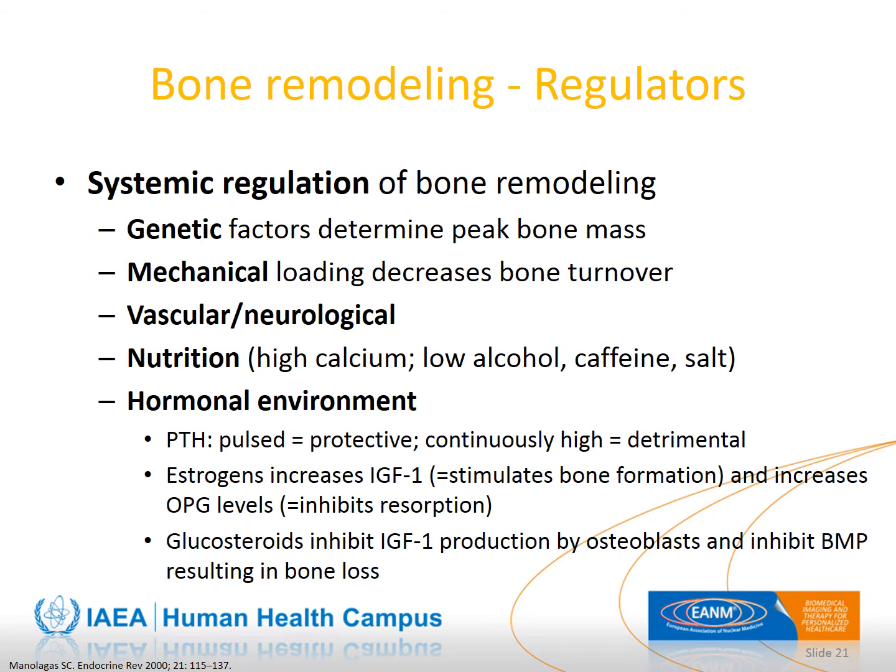Next to local signaling, systemic regulation also drives bone remodeling. Indeed, genetic, mechanical, vascular, neurological and nutritional factors are important. Interestingly, the hormonal environment can have differential effects. For example, when PTH is pulsed, it is protective and will promote bone formation. However, when PTH is continuously high, it promotes bone resorption and is thus detrimental. Another example are the opposing effects of estrogen, which protects bone, and that of glucosteroids, which, by inhibition of IGF-1, results in bone loss.